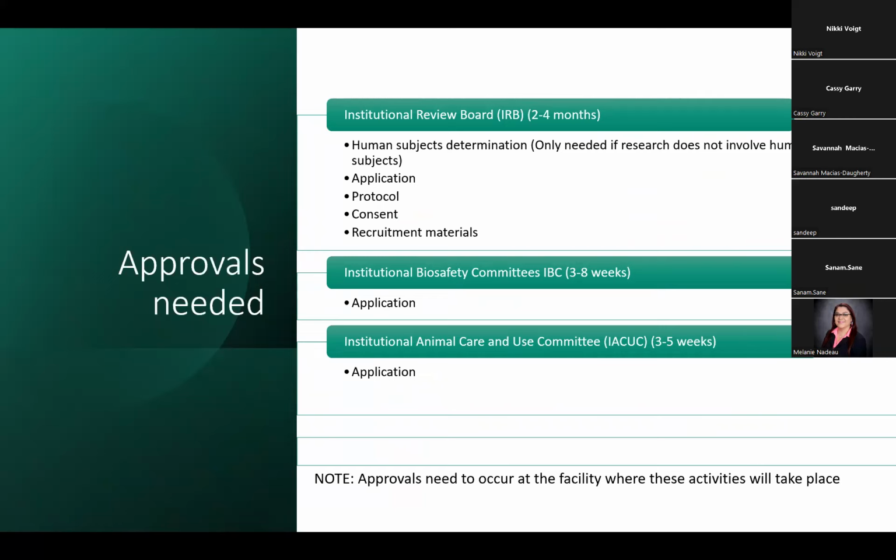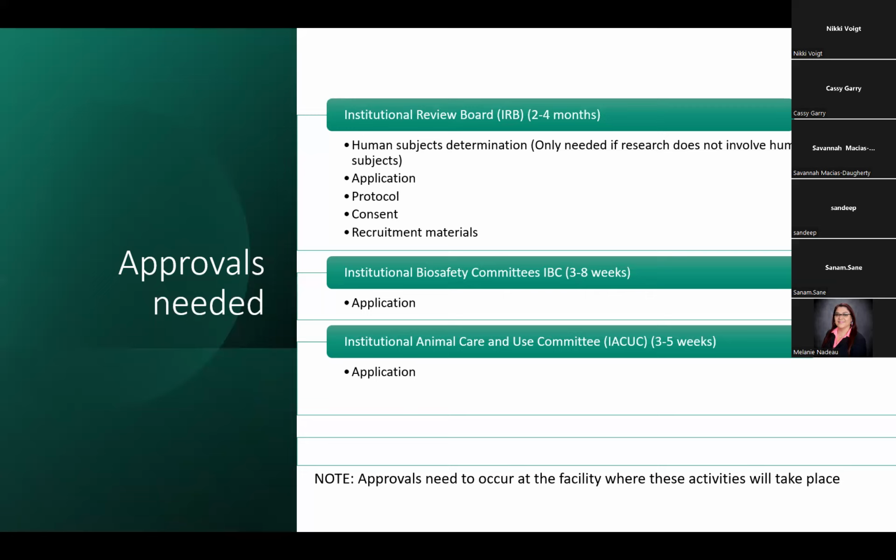All right. Here are all the approvals that you'll need for your project. We'll start with the IRB. Depending on if your project involves human subjects or not, if you are only doing animal research and it does not involve human subjects, you'll want to get the human subjects determination letter. If it is determined that you are involving human subjects, then you'll want to move on to your IRB application. I will go over that in a little more detail on the next slide, but that's just going to include everything, all the information about your project.